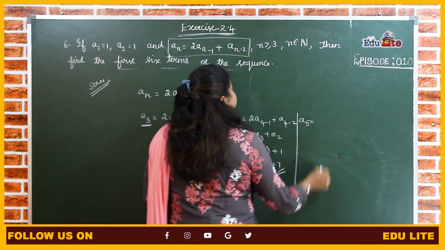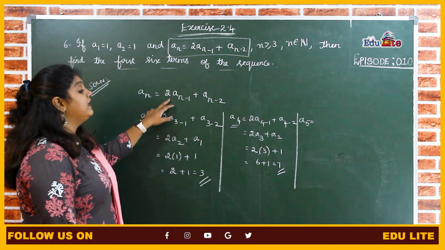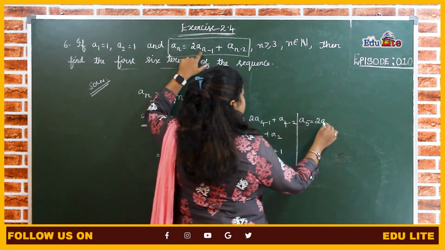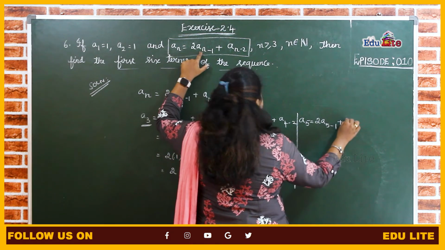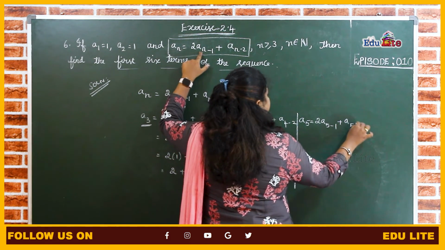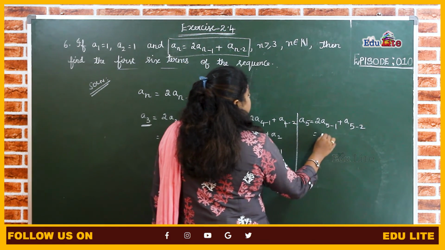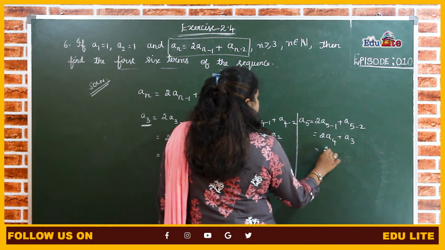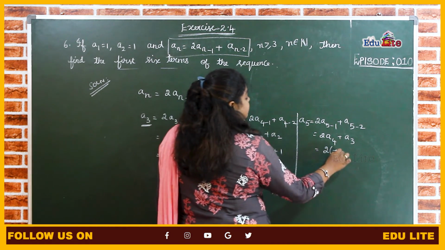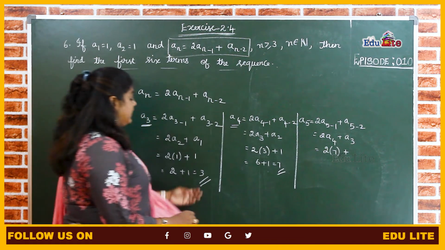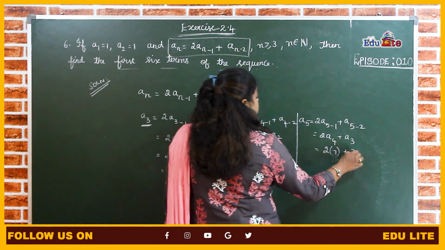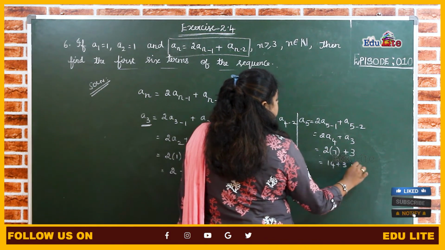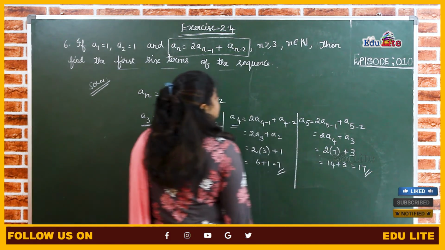Next we can find A5 using the similar step. To find A5 we have to substitute the value of n equal to 5 in the given sequence. Therefore what will we get? 2a 5 minus 1 plus a 5 minus 2, 2a4 plus a3. 2 into a4 value we got it as 7 plus a3 value we found it as 3. Therefore, 2 7s are 14 plus 3 which is 17. A5 we got it as 17.